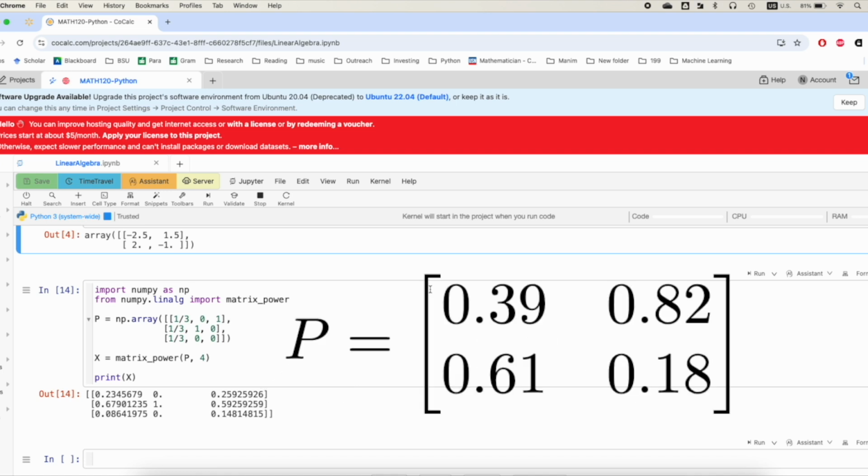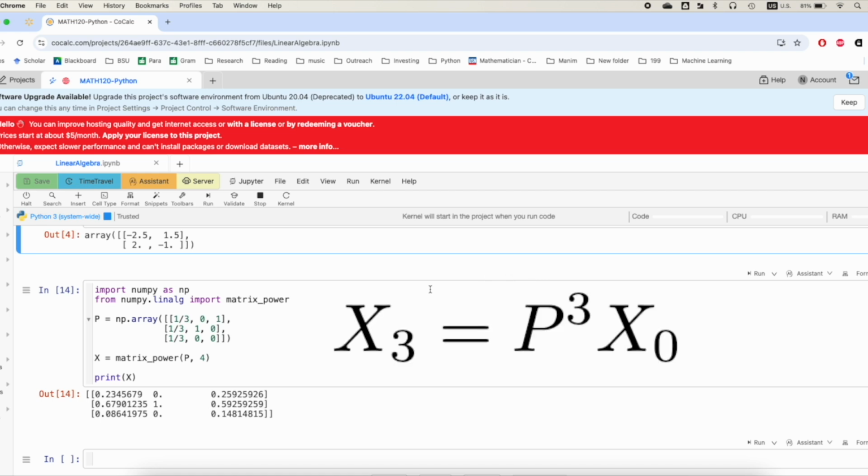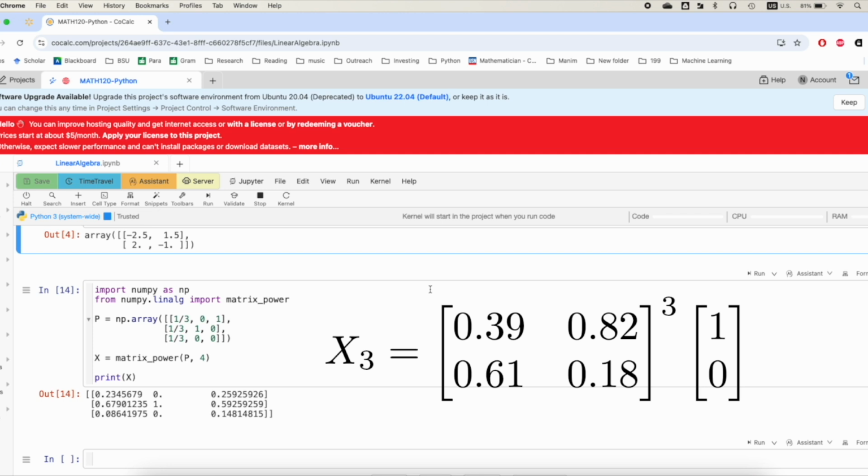So in this case, P is equal to 0.39, 0.82, 0.61, 0.18, and x0 is equal to 1, 0. And you want to calculate x3, so therefore you have P raised to the third power times x0. That is the matrix 0.39, 0.82, 0.61, 0.18 raised to the power 3, then multiply with the matrix 1, 0. You can do this by hand by using matrix multiplications.